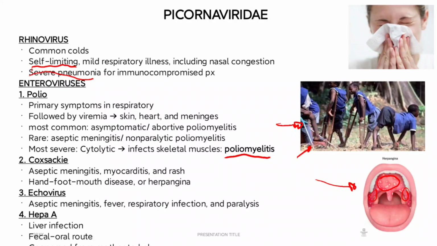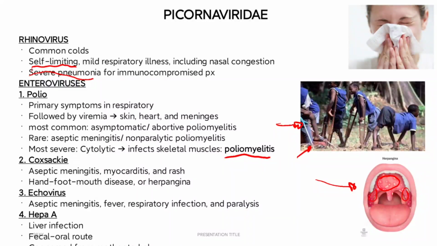Next, we have the echovirus. Echovirus, aseptic meningitis, fever, respiratory infection, and paralysis as well. So, medyo kahawig niya si polio dito. And lastly, we have the Hepa A or the hepatitis A virus. Again, this is one of the most common hepatitis along with the hepatitis B. Common din ang hepatitis A.